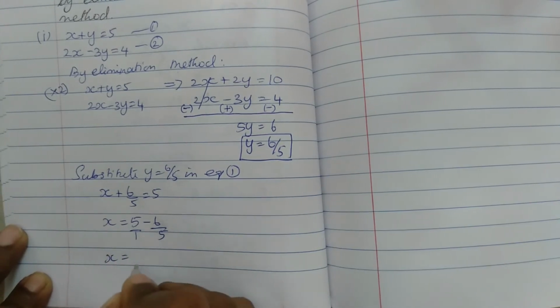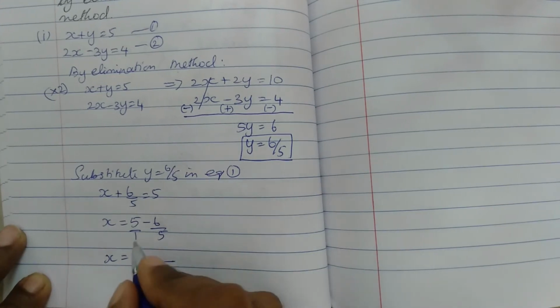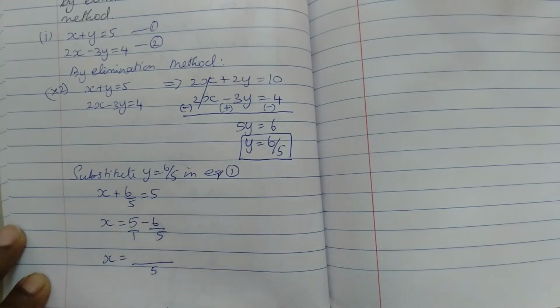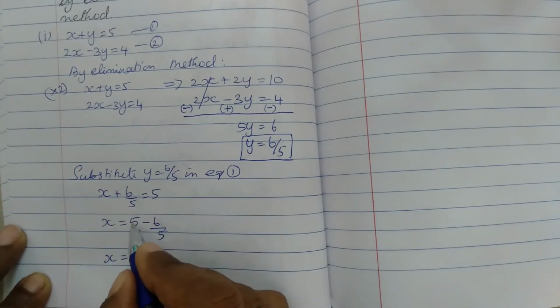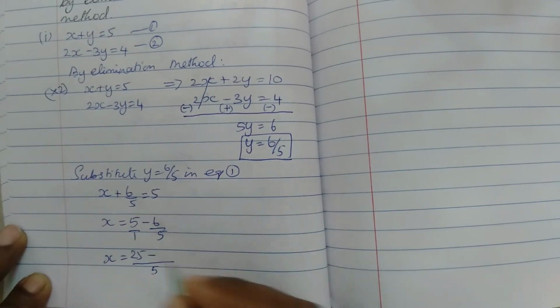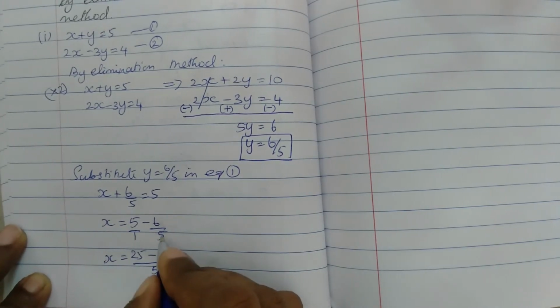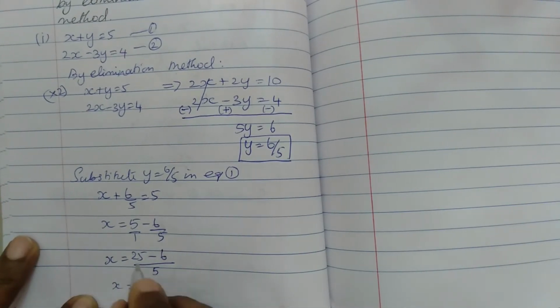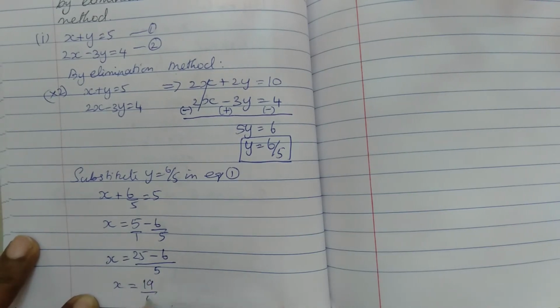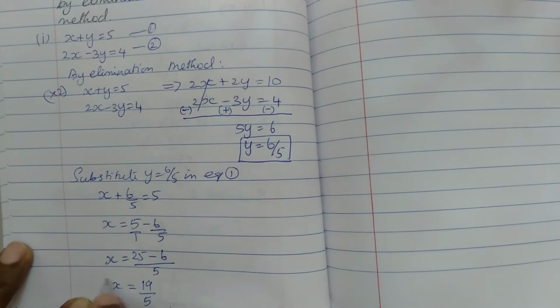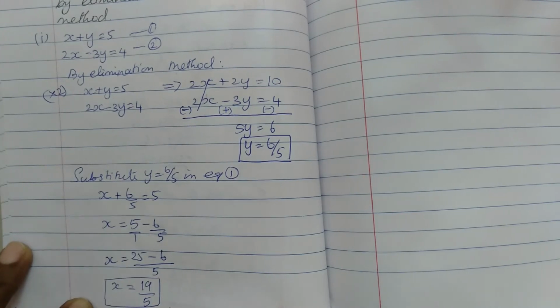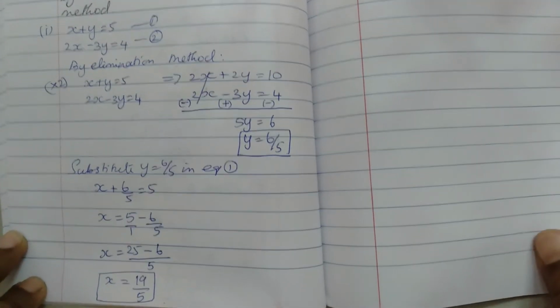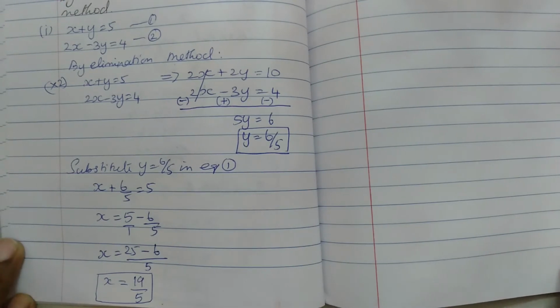So x is equal to, your LCM is 5. 1 into 5 is 5, so 5 into 5 is 25. Now minus, 5 ones are 5, so 1 into 6 is 6. Now x is equal to 25 minus 6 is 19 by 5. So your value for x is 19 by 5. Okay, so that was the elimination method.